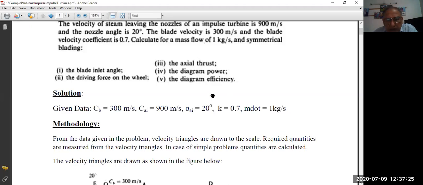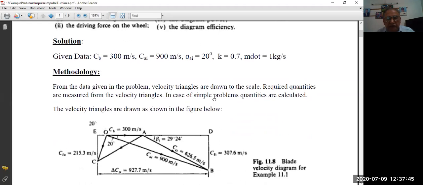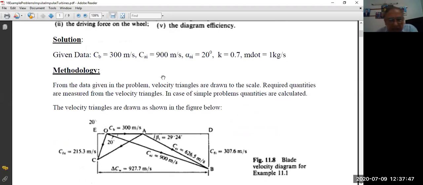So now the diagram efficiency is equal to work output divided by the kinetic energy given to the steam at the outlet of the nozzle. That is C1 square by 2. So this is the problem and what is required. We will solve by writing the given data first.